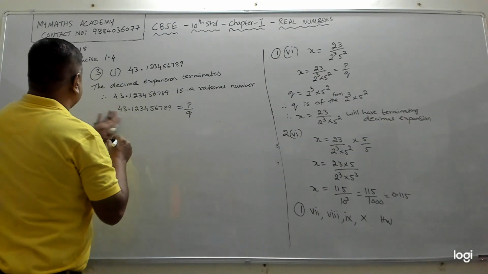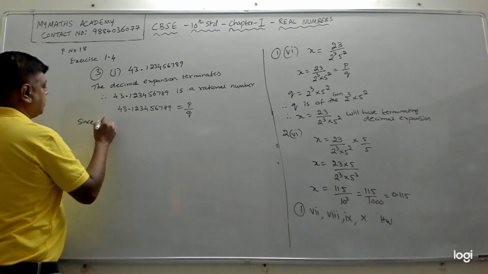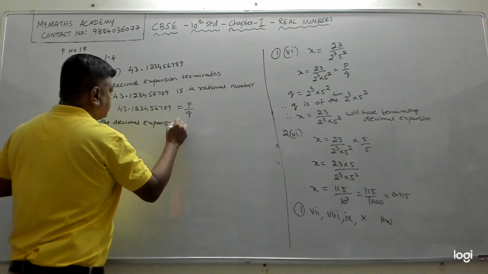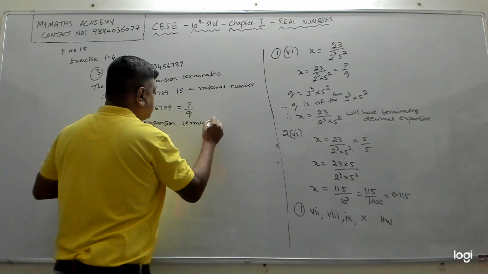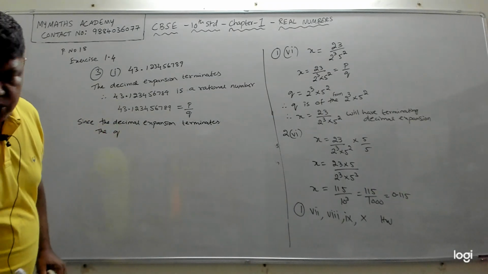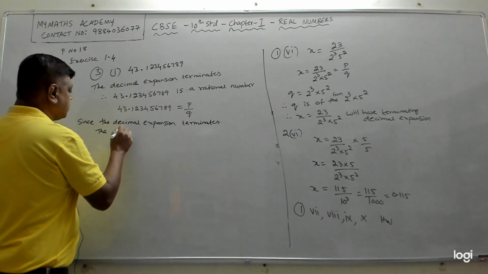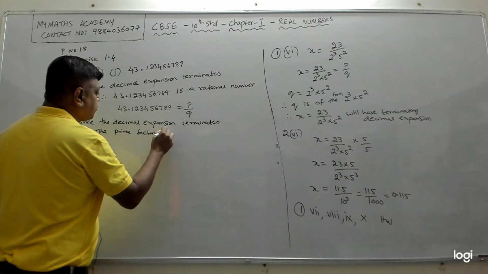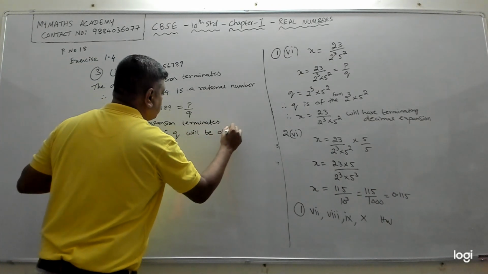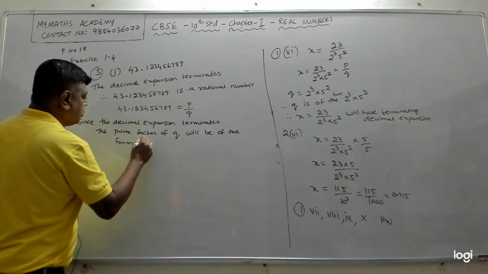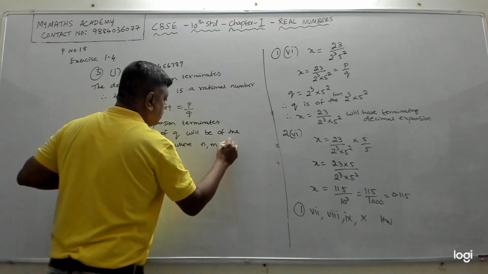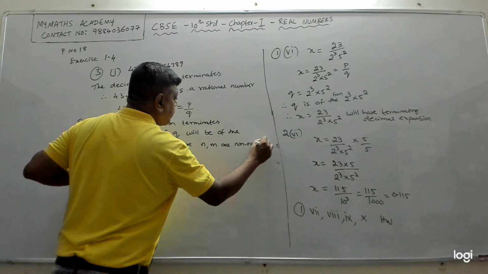So we'll say since the decimal expansion terminates, the prime factors of q will be of the form 2 power n into 5 power m, where n, m are non-negative integers.